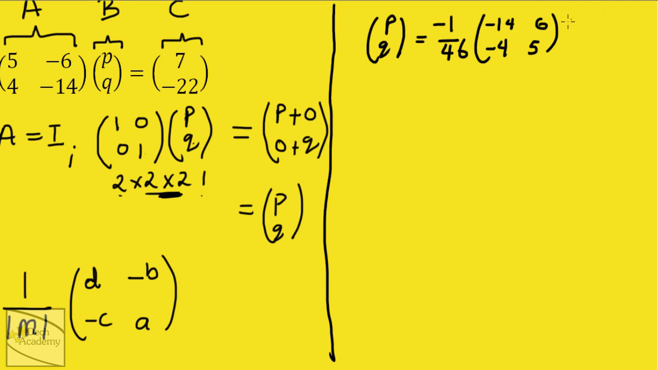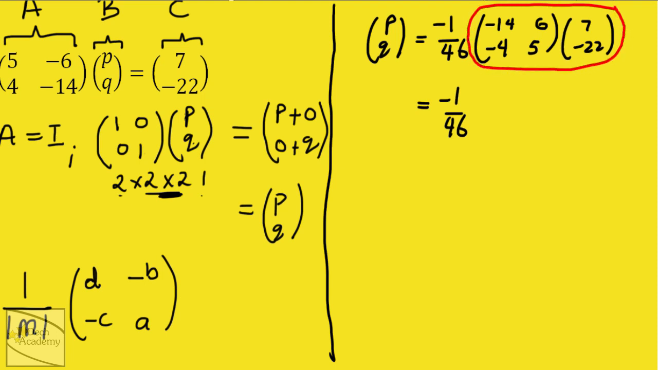matrix, 7, minus 22. So minus 1 over 46, and let's just deal with this multiplication. This is a 2 by 2 matrix times a 2 by 1 matrix, so the multiplication is valid, and the result is a 2 by 1 matrix. So what do we get?